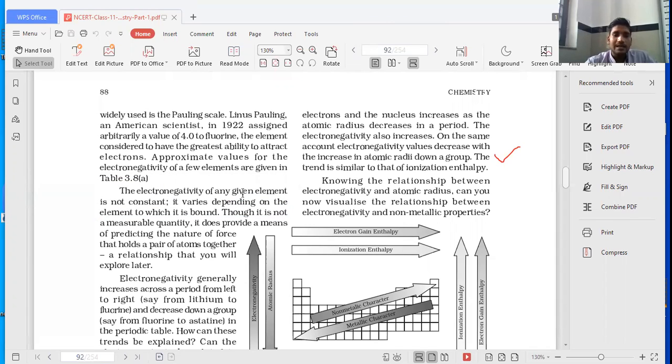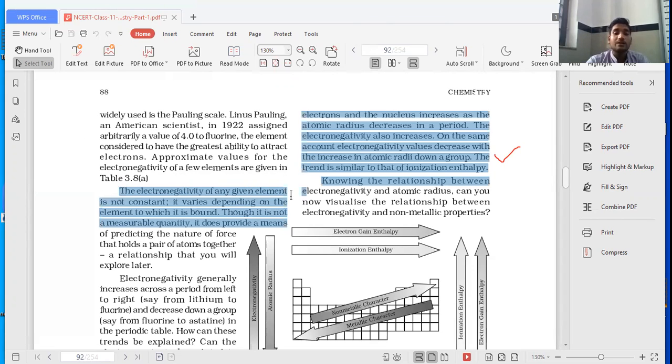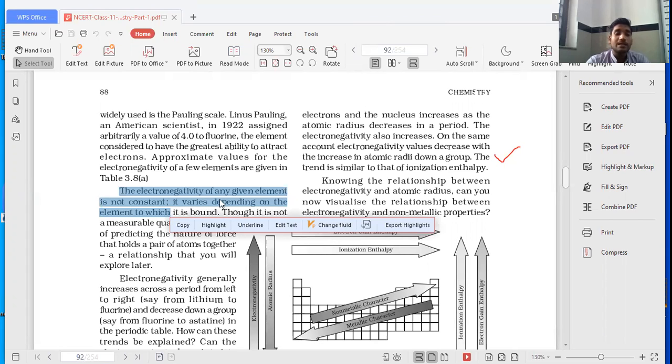Fine. So the electronegativity of any element is not constant. It varies depending on, please highlight this point, because many students, even after class 12th board exams, have this doubt whether the electronegativity of any element is constant. No, it is not constant. It varies depending upon the element to which it is bound, right? Electronegativity is variable. If you increase the positive charge, electronegativity will increase. If you increase the negative charge, electronegativity will decrease, right? Is my point getting across?